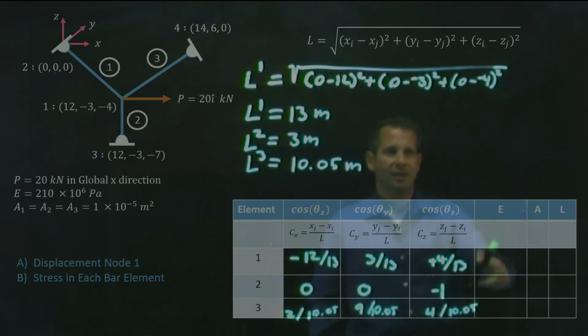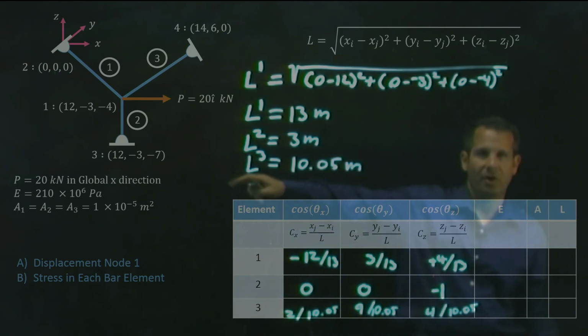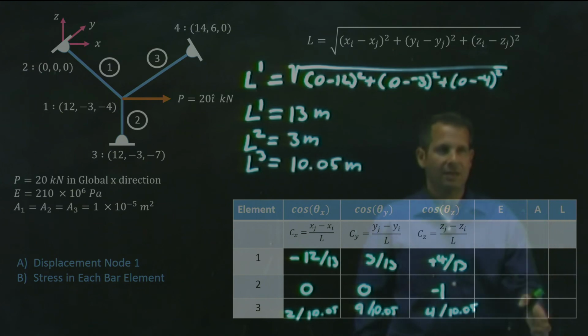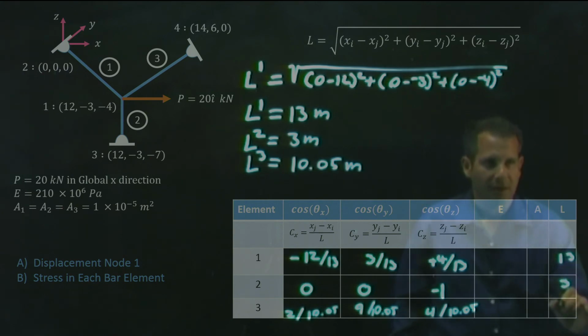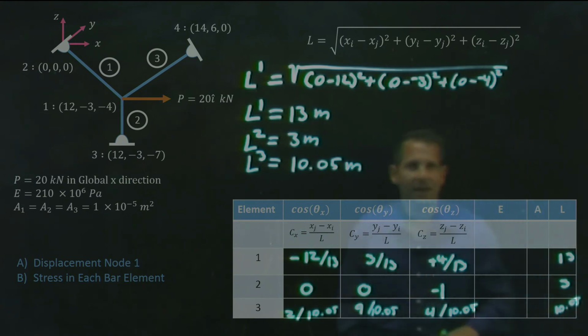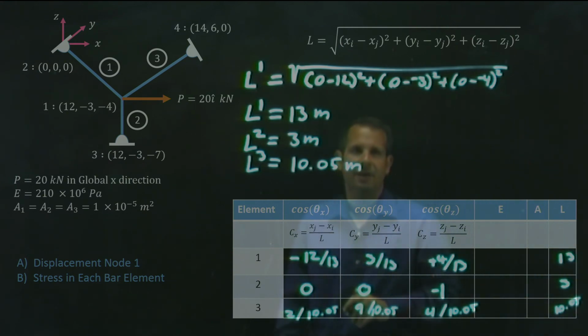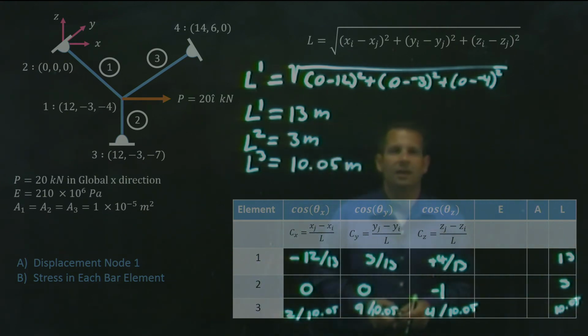I was given the modulus of elasticity for all 3 bar elements. I was given the cross-sectional area. And for the length, remember, I found 13, 3, and 10.05. If you can't read that, don't worry. I'll have this typed up in the next video where we will find the local stiffness matrix for each bar element.